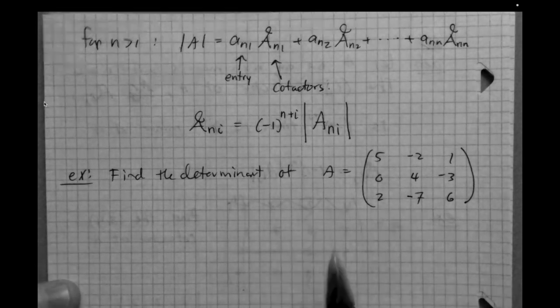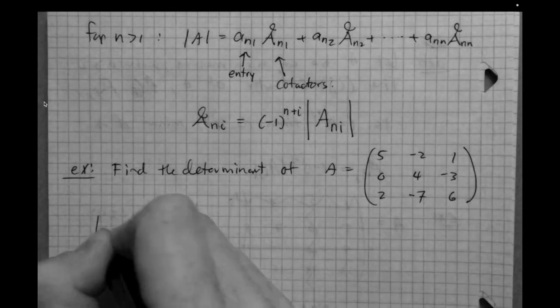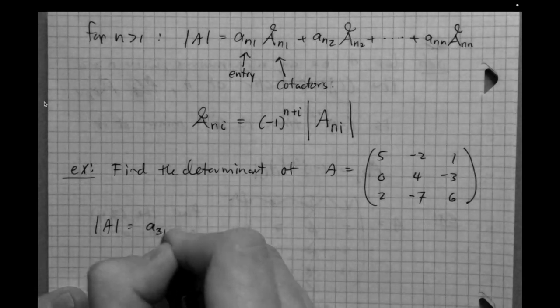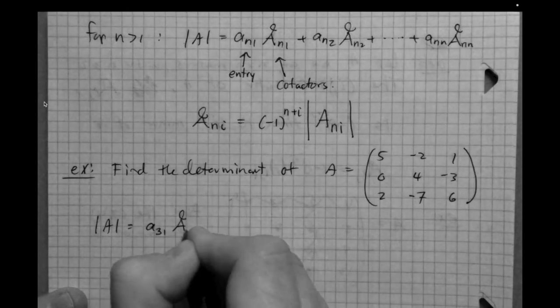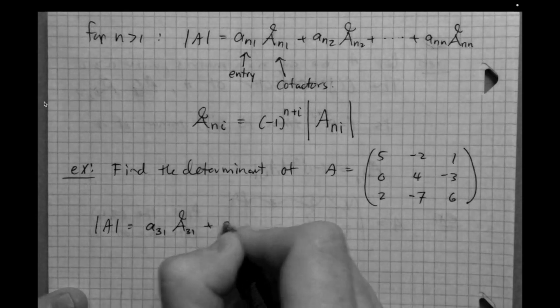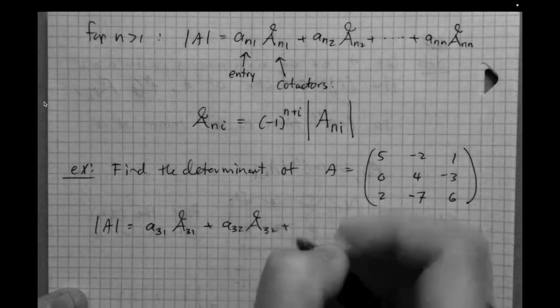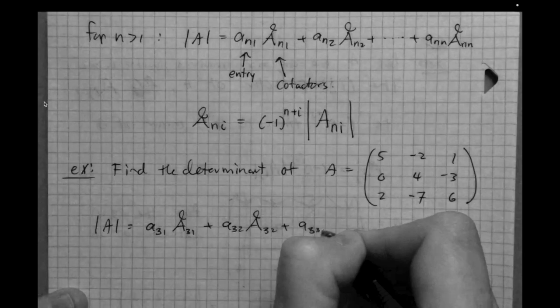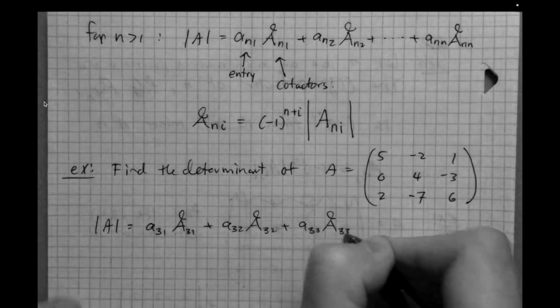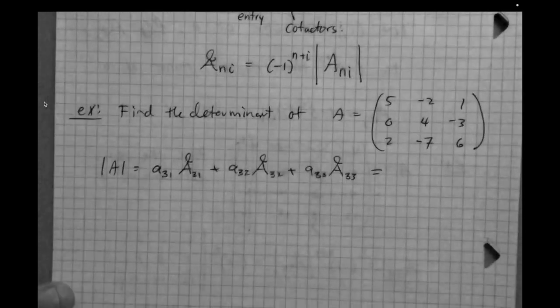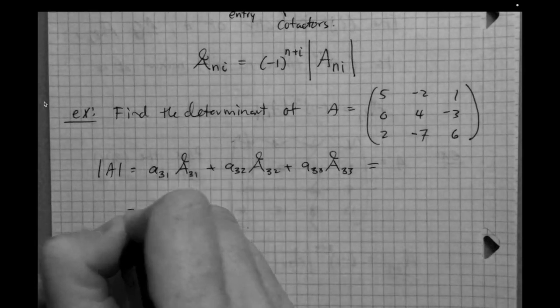All right, so let's write out the formula here. This is a 3 by 3, so n is equal to 3. And so the determinant is a_31 times A_31 plus a_32 times A_32 plus a_33 times A_33. All right, so that's easy enough. And let's write it out in more detail. Let's go down to the next level.